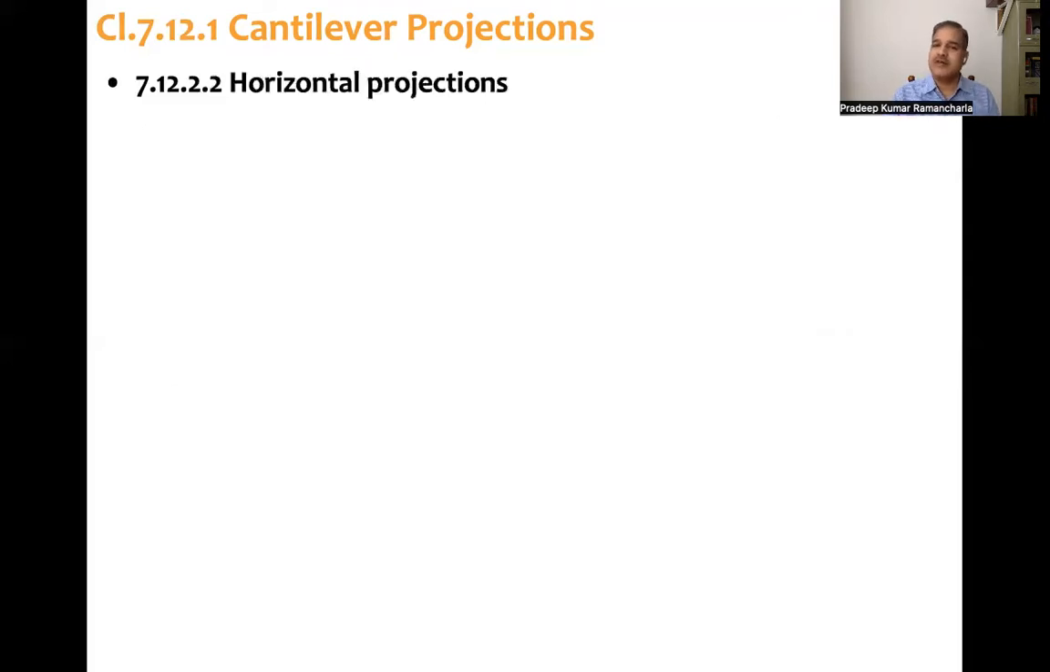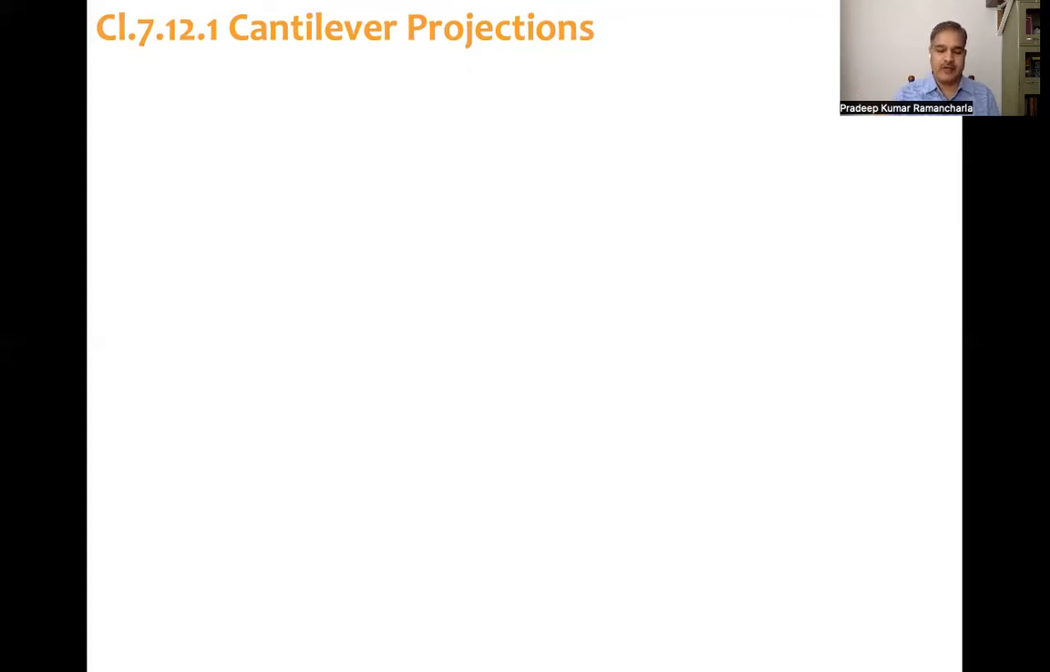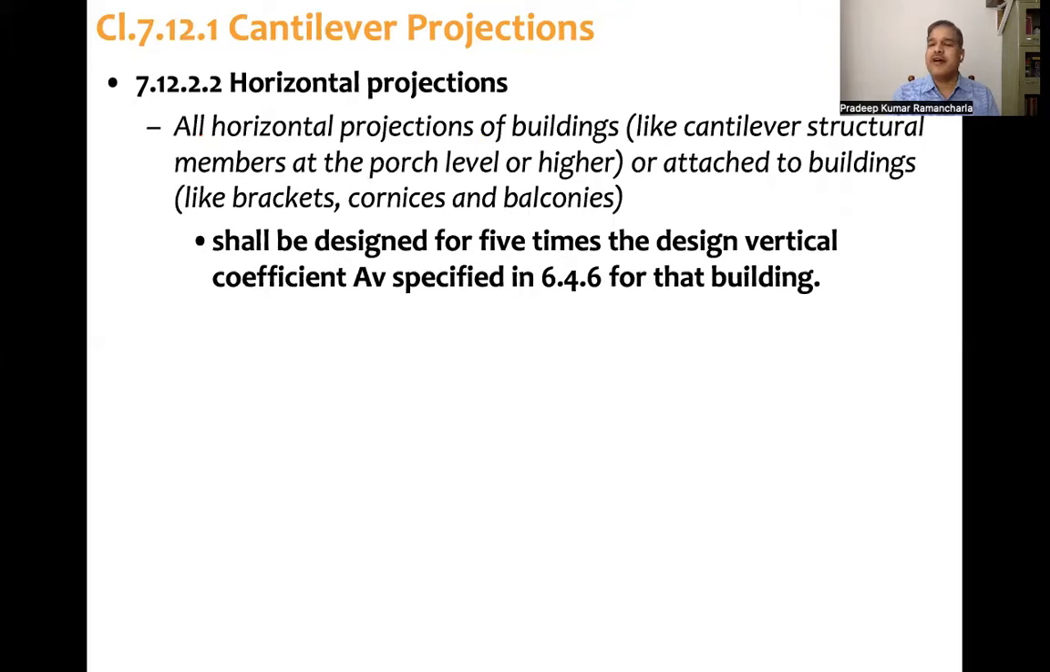So that is vertical projection. And then a similar clause is there for horizontal projections. All horizontal projections of the building, like cantilever structures, members, porch level or higher, attached to the building like brackets, cornices, and balconies, which are projecting out of the building, shall be designed for 5 times the design vertical coefficient. So in the earlier clause, it is the horizontal coefficient because it is a vertical projection. Now this is a horizontal projection. It should be designed for the design vertical coefficient, so AV, for that element, and 5 times of that force.